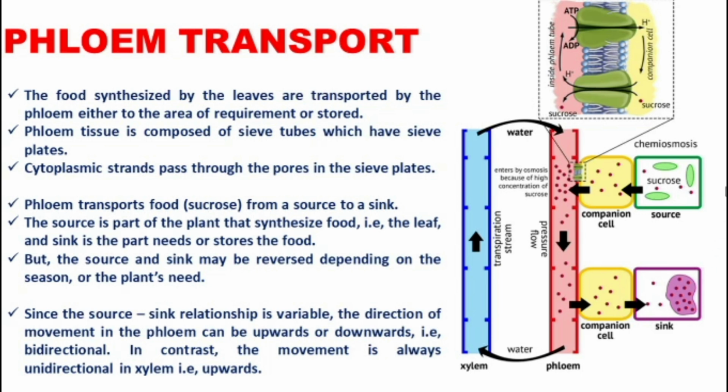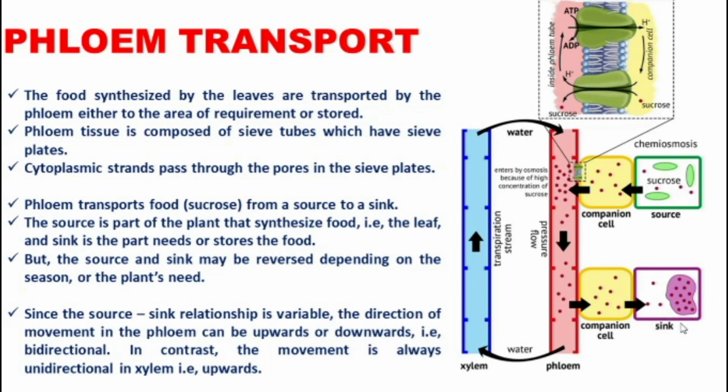Sometimes the food is prepared in leaves and transported to the stem and stored in the storage organs. But in seasons like autumn, the tree undergoes the shedding of leaves. The leaves will fall down and there will be no leaves to carry out photosynthesis. In such a situation, the plant utilizes the stored food in the sink. Here, the sink will act as the source.